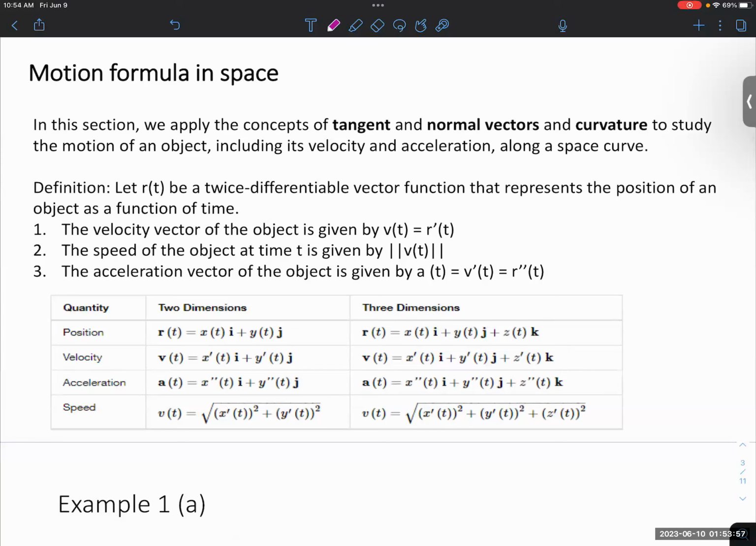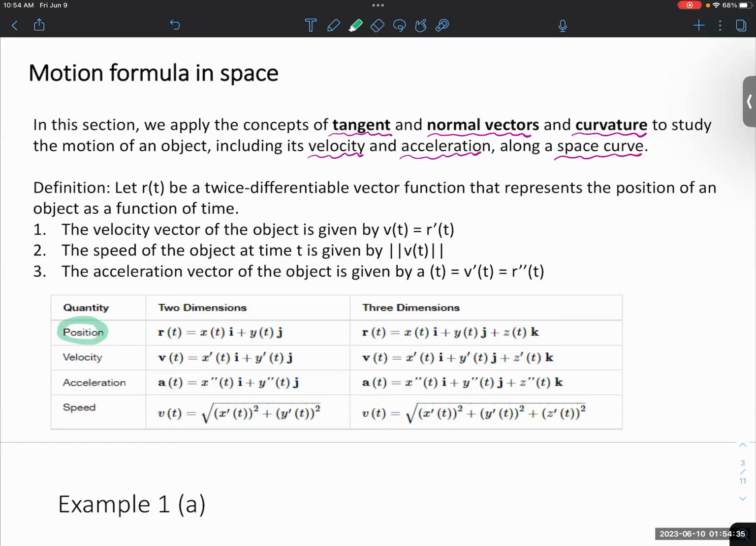We're going to apply the concepts of tangent vector, normal vector, and curvature to find the velocity, acceleration, or other space curve information along the path. It's not something new. It's pretty much the same thing we learned in the previous unit or in calculus 1 and 2. You begin with the position function.